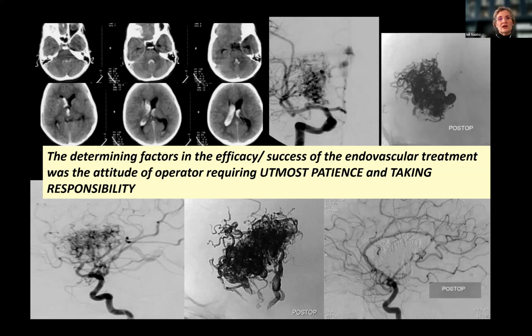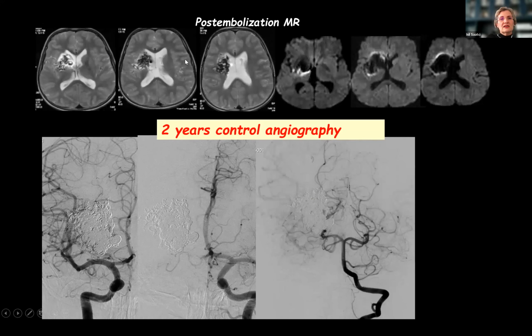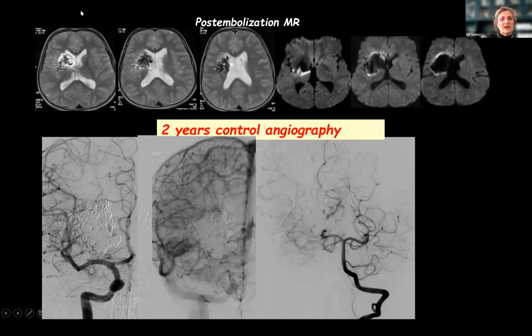Or this one, which I don't know if it can be operated or not, or if it challenges other techniques, but this patient had a previous rupture, and we were able to cure this patient with embolization as well with our technique even at those dates. These are the post-embolization MRI, actually the 2 years control MRI on this patient, and 2 years control angiography to show the stable result.